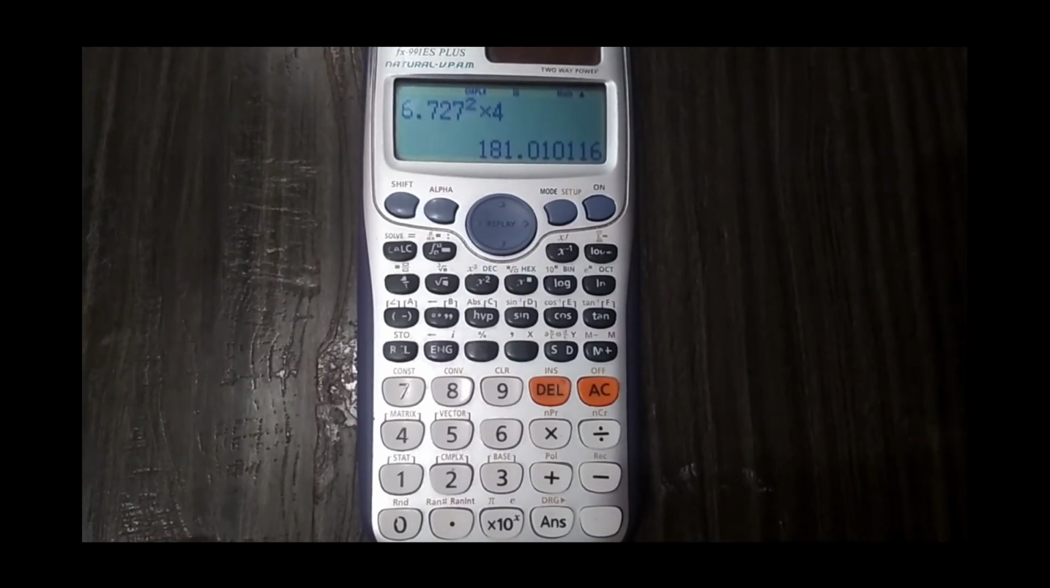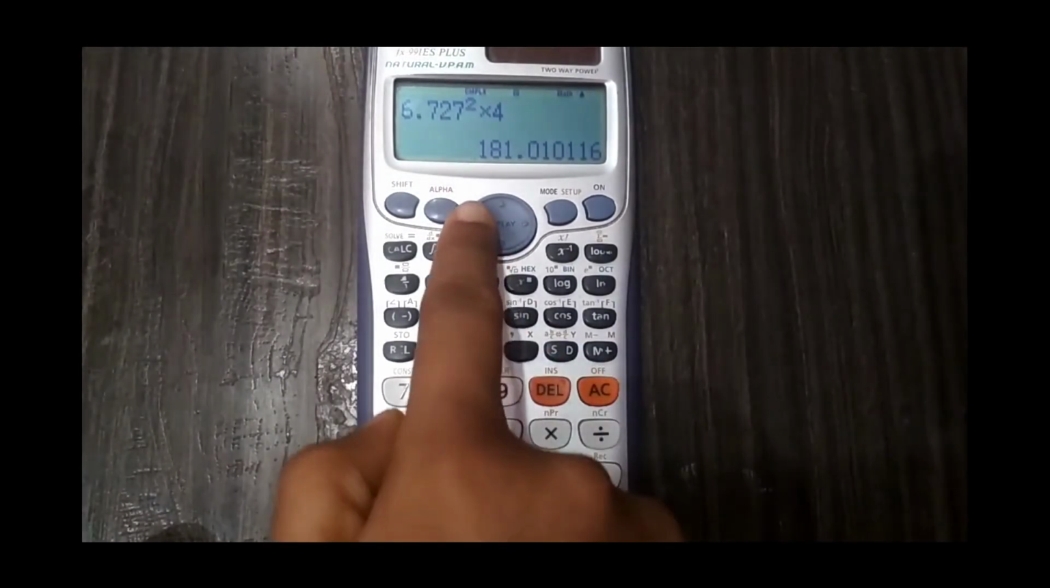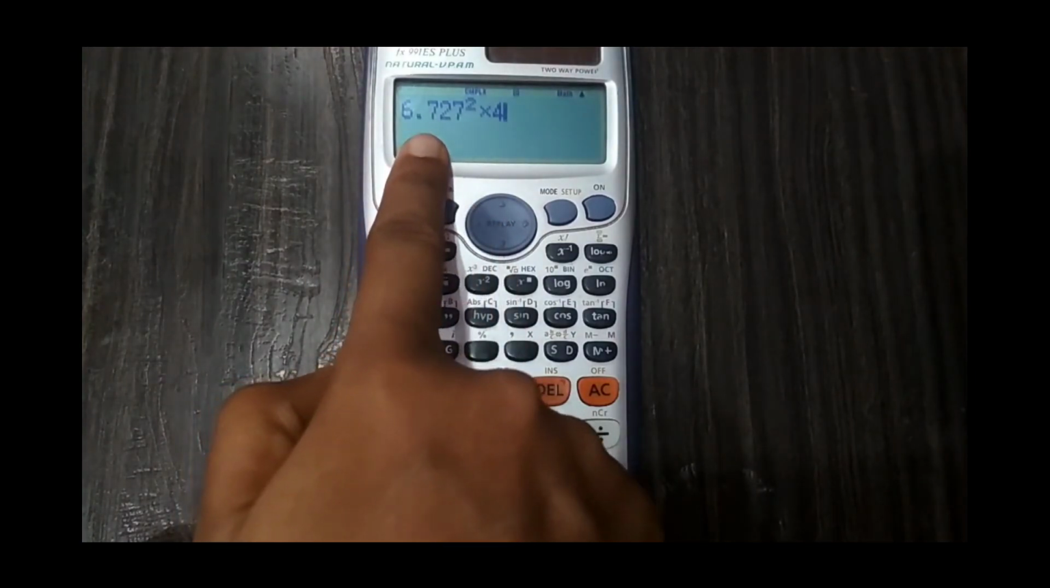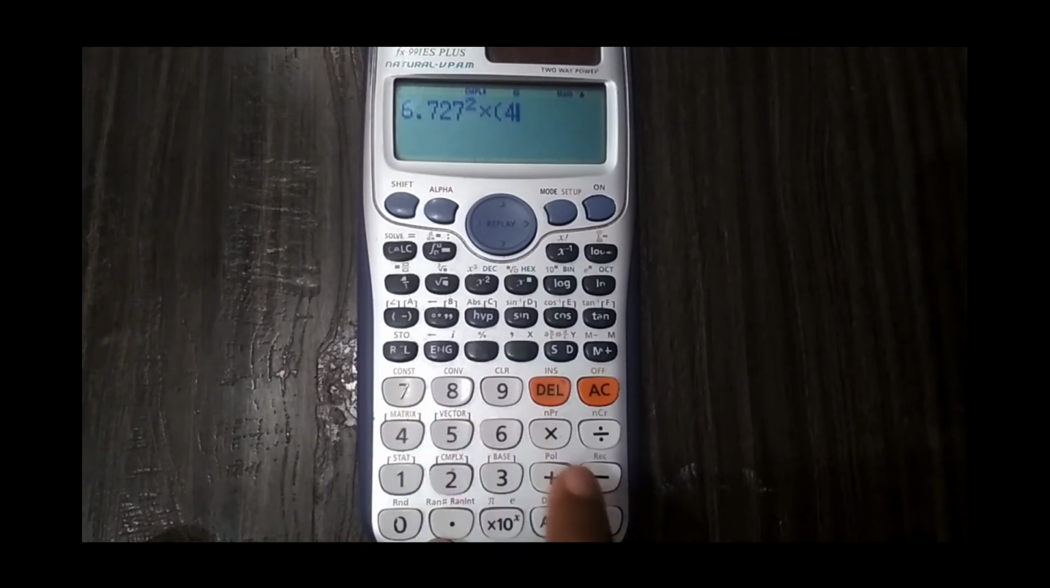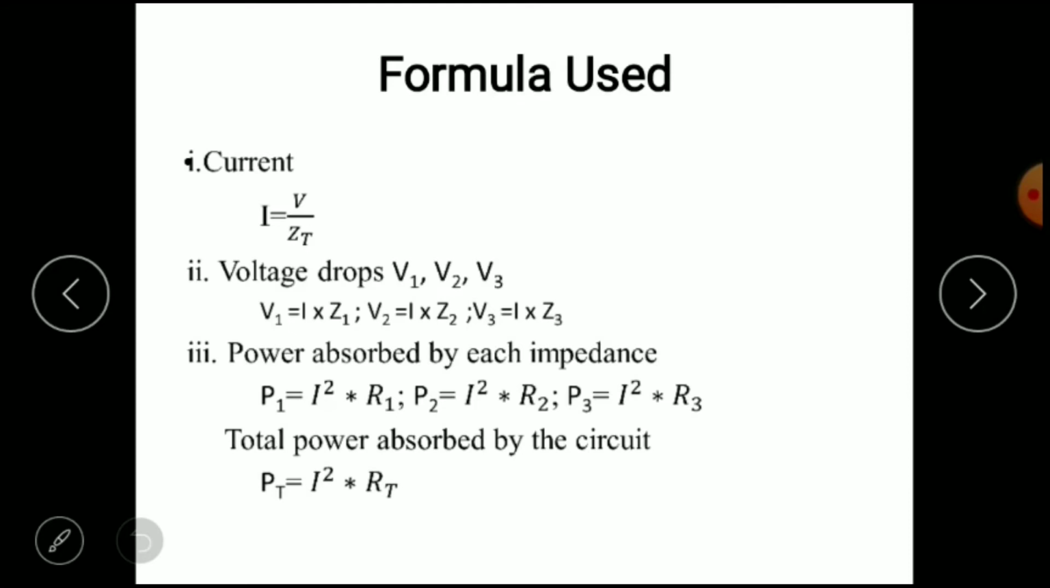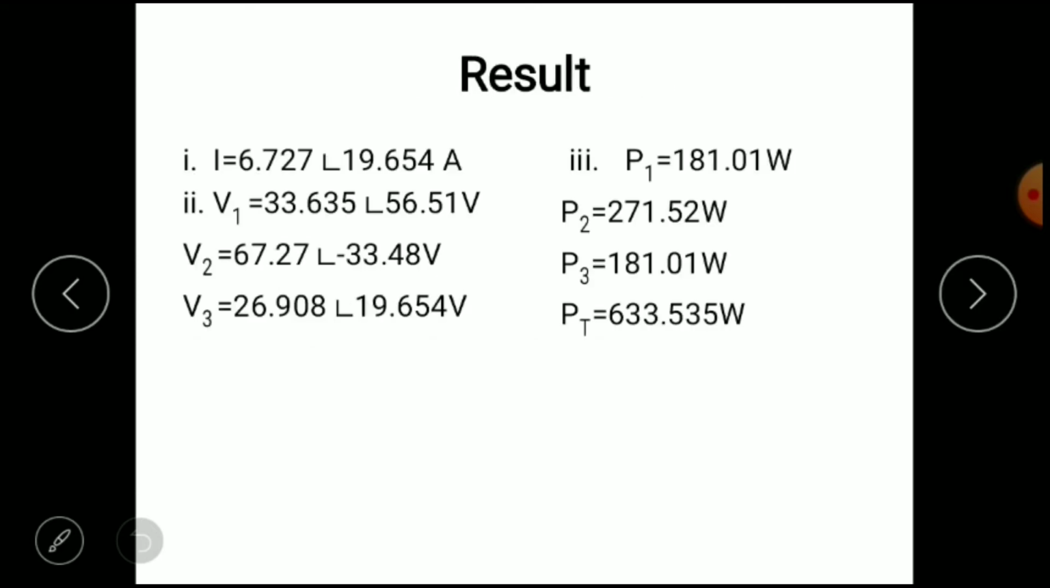The total power absorbed by the circuit can be given by P total is equal to I square into R total. I square value is 6.727 square into the total R value as 4 plus 6 plus 4. We have 633.535 watt as the total power absorbed in the circuit. These were the formulas that we used in the numerical that we solved right now, and these are the results that we obtained.